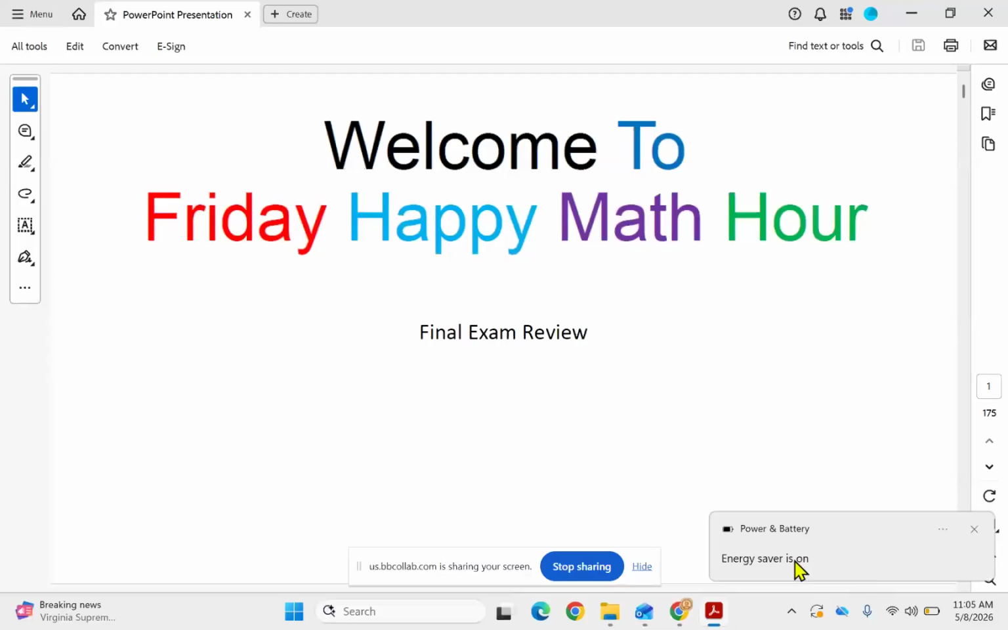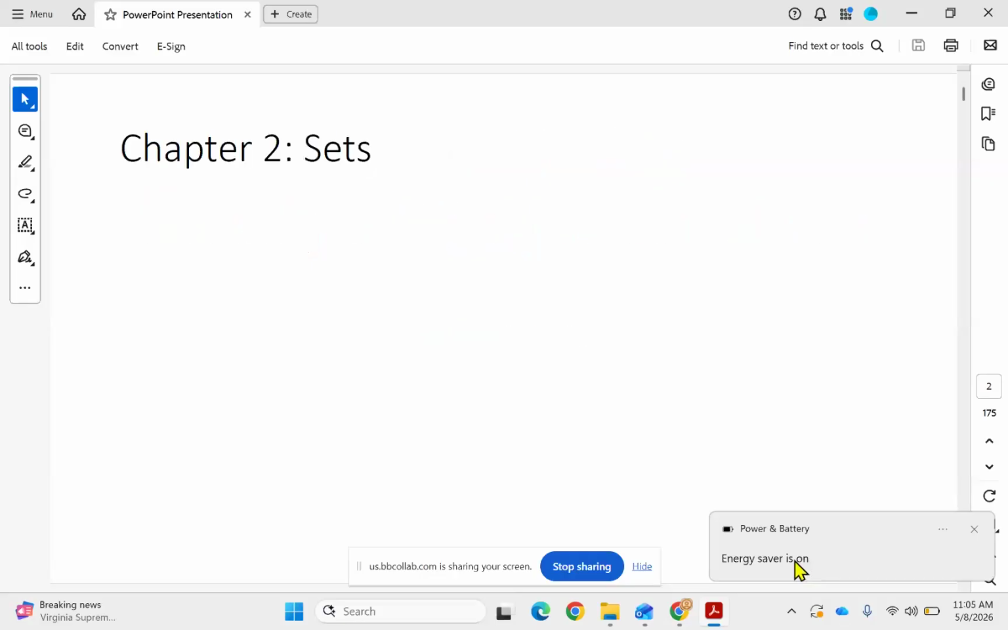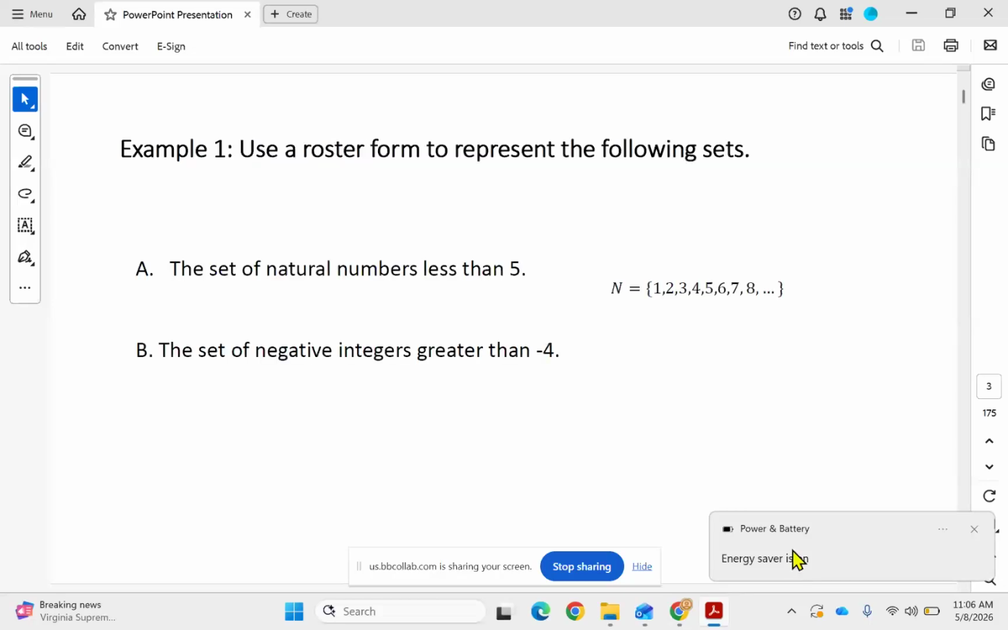So today, this is our last recording of the semester. We're going to be covering the final exam review. The review covers chapter 2, which is sets, through chapters 9 and 10. We don't cover all of the chapters, we did skip some of them, so let's go ahead and review some of the exercises that we saw in the chapters that we covered.